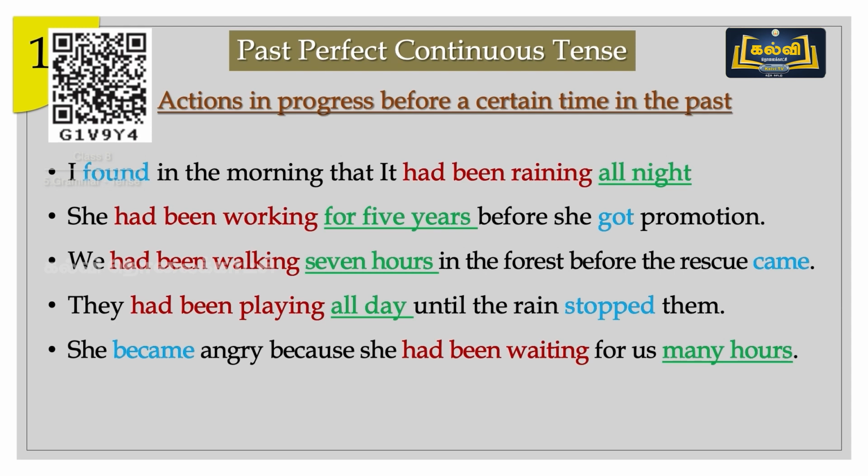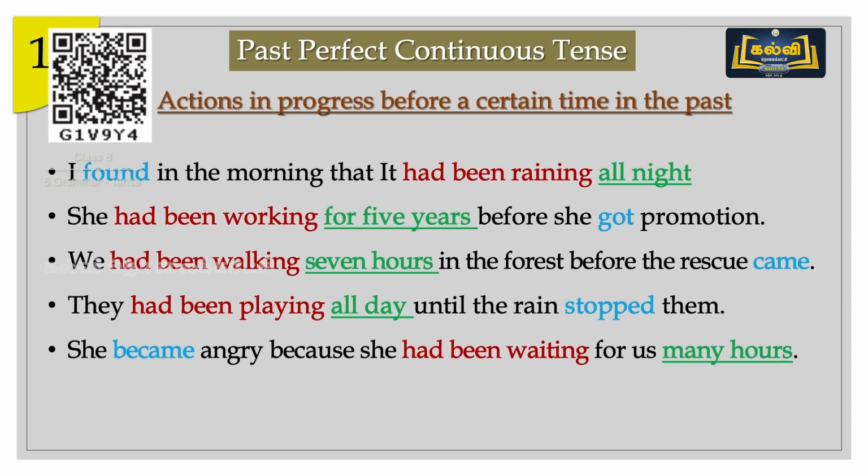And look at other examples. I'm going to read, just look at the screen. She had been working for 5 years before she got promotion. So before she achieved something, she had been doing something for a long time. So past perfect continuous tense is used to express an action which was in progress for a certain period of time before another action followed.